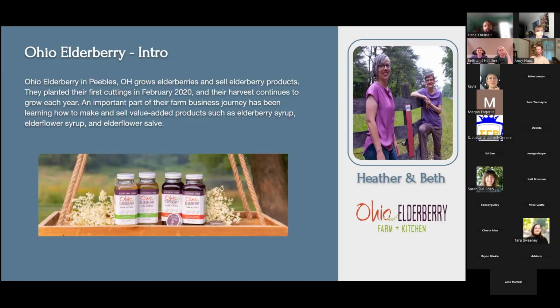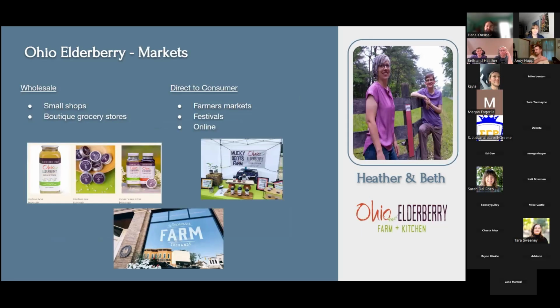Next, we have Heather and Beth from Ohio Elderberry. They're in Peebles, Ohio. They grow elderberries and sell elderberry products. They first started planting in 2020, and their harvest has continued to grow each year. A big part of their business is creating value-added products such as elderberry syrup, elderflower syrup, and elderflower salve. You can see some of their great products there in that picture. For wholesale, they sell to some small shops and boutique grocery stores. Direct to consumer, they do farmers markets and different festivals, and they do a lot of online sales and shipping as well.